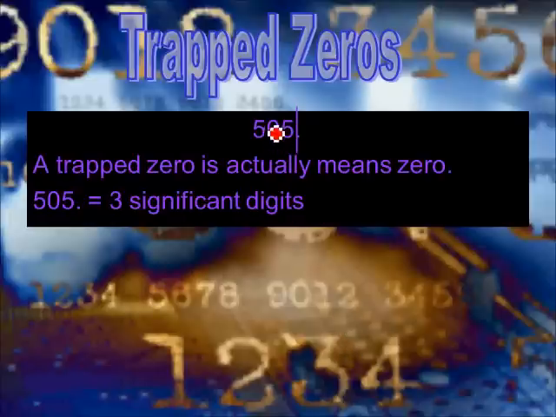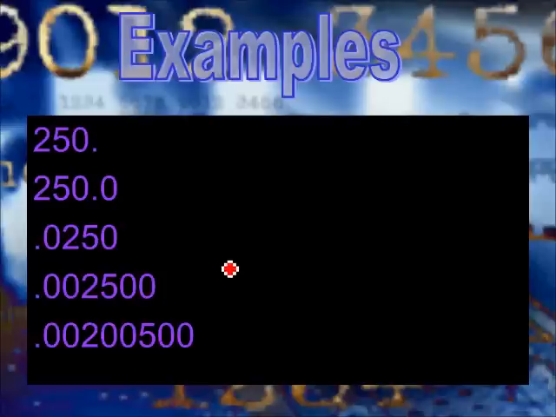Trapped zeros. They're in the middle between 2 non-zero numbers. Call them trapped. Trailing, leading, helps you out a little bit with what they look like. A trapped zero actually is just like any other number. So this is going to be 1, 2, 3, 3 sig figs. All right, quick practice here. You can pause the video at this point if you want to try them on your own.